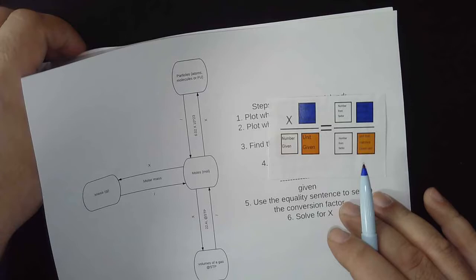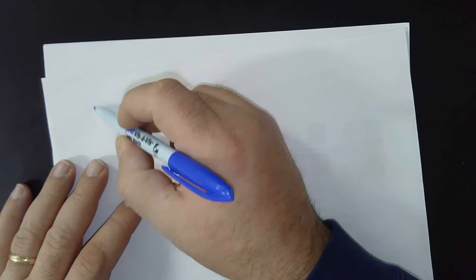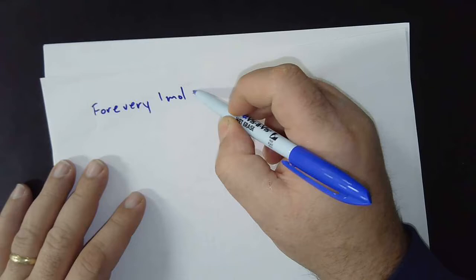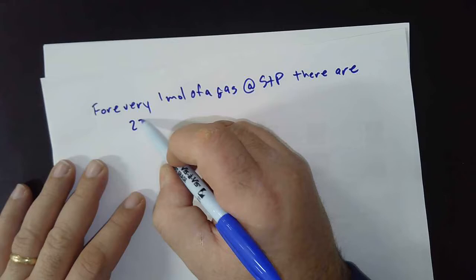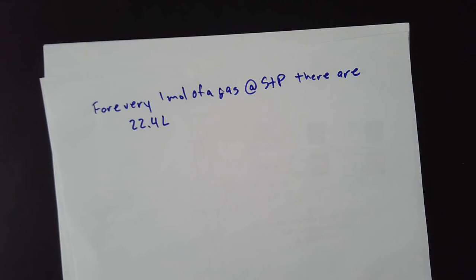What do I mean when I say factor? Well, if you were to go get help from Mrs. Masinski, she would say this factor is for every 1 mole of a gas at STP, there are 22.4 liters. That's how she would explain it to you, which is perfectly valid. I personally got into science so I wouldn't have to write so much, so I don't like to write this much.